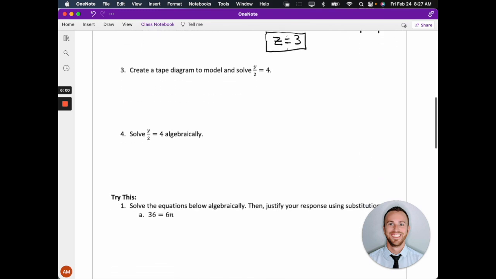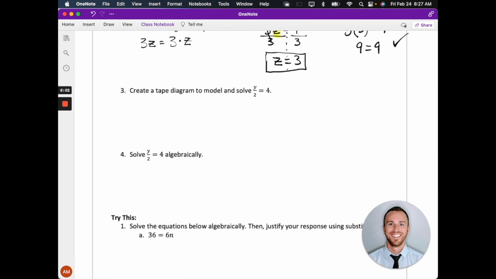All right, now let's take a look at number 3. So this one, we're doing the same thing, right? We're creating a tape diagram to represent and model and solve this equation. It's going to be really similar.